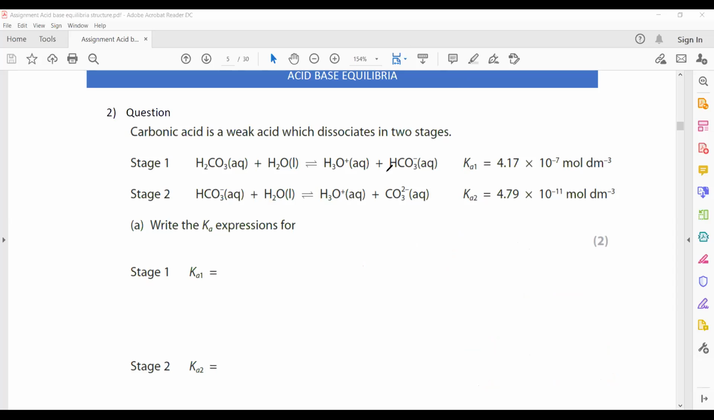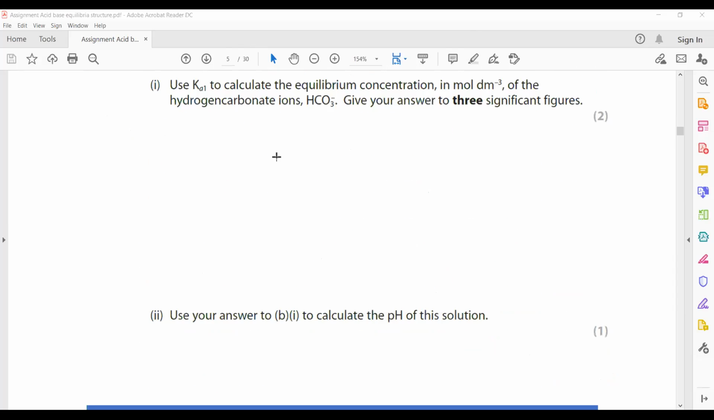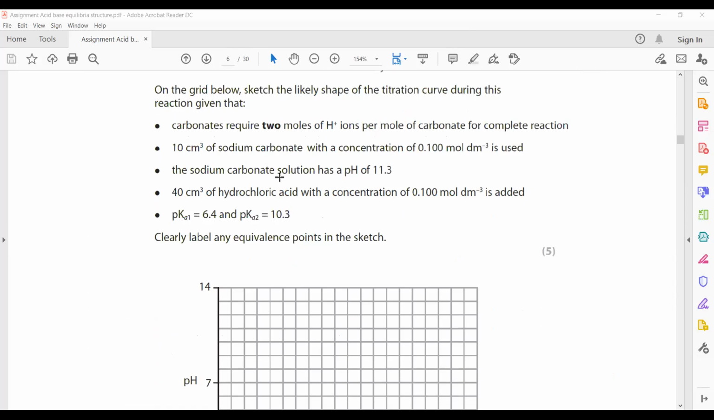So in the solution, you may have HCO3 ion or you may have CO3 ions. So both ions are possible in the solution. That is why there is another vertical part, which is for pKa2, which is about 10.3. So when you complete this graph, there should be another vertical portion at a half equivalence point.